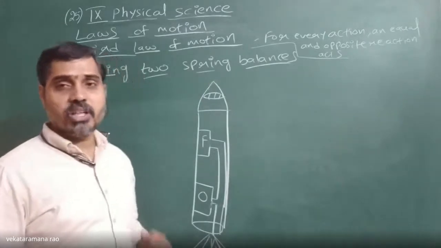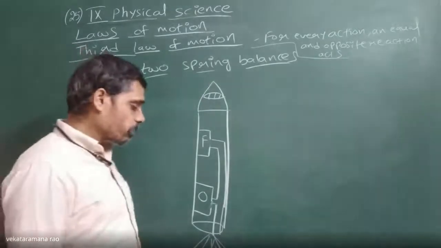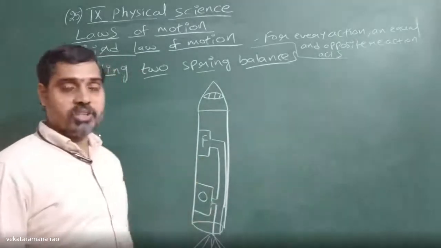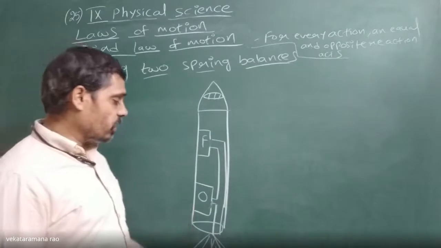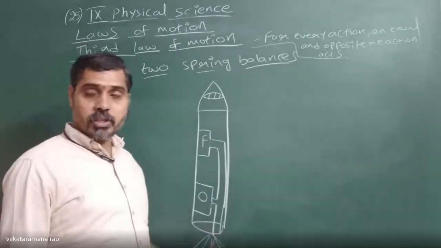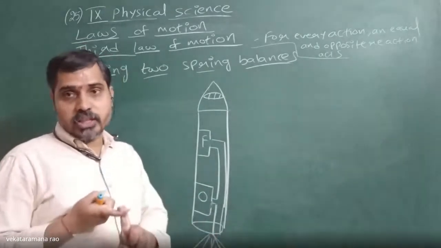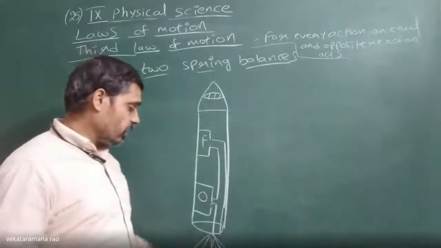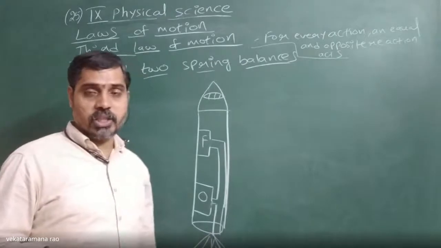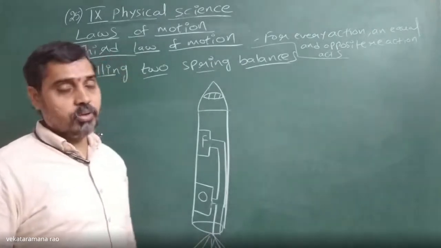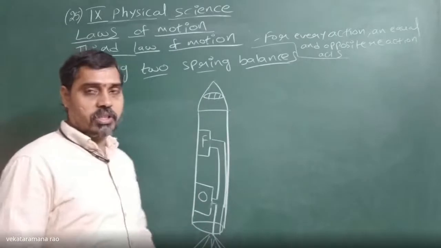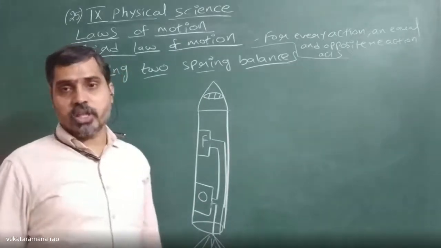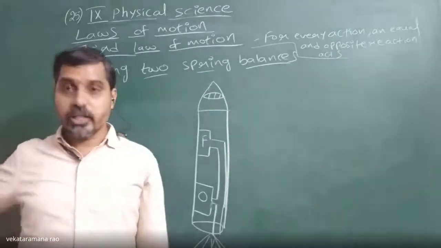So here the force applied by the ejecting gases on the earth and air is known as the action force. The force applied by the earth and air on the rocket is known as the reaction force. Here action and reaction forces are a pair. Pair means two forces are acting simultaneously but not on the same body. The gases are ejecting and applying force on the earth and air, and this air is applying force on the rocket. In this way, the interaction of the two forces takes place.